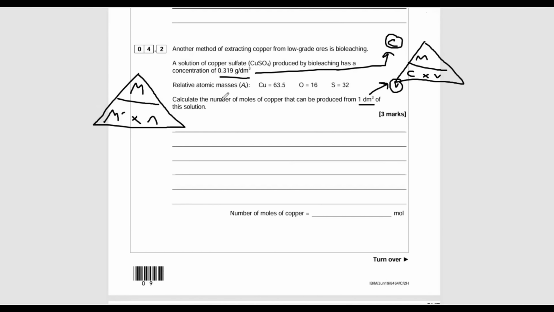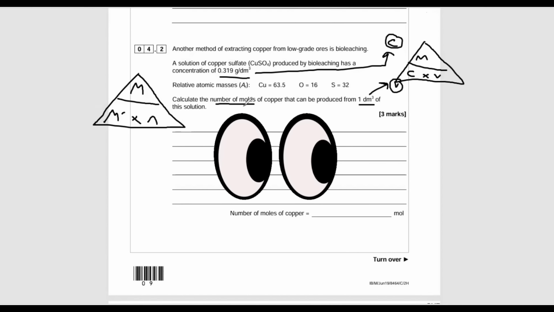Ooh, it says calculate the number of moles of copper that can be produced. So we do need to do the moles. Right, so we need to calculate the mass first and then transfer the mass over, divide it by the MR and get the mole. So we have to use both triangles. Sneaky! Okay, let's go, peeps.